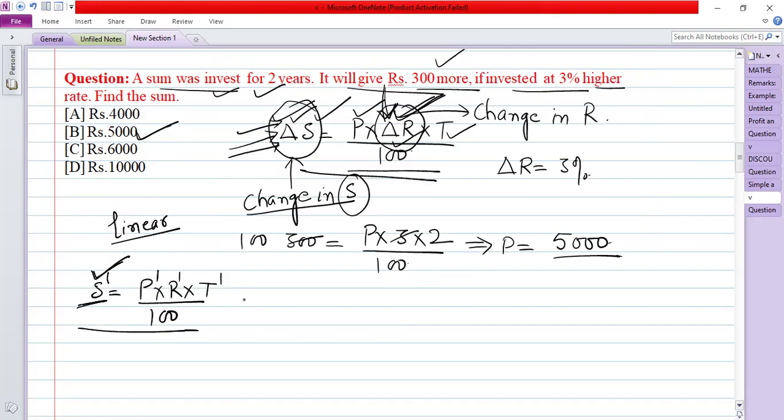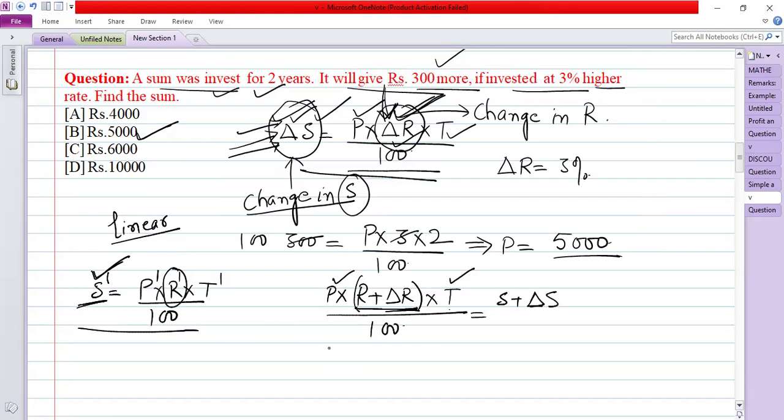So suppose I give a change in R, so it is R plus delta R. This R is changed by delta R, and this change may be an increase or a decrease. Delta R is the increase or decrease in the rate. The remaining P and T remain the same, the principal and time T, then again divided by 100. So obviously here S will also change, which means there will be a change in the simple interest.